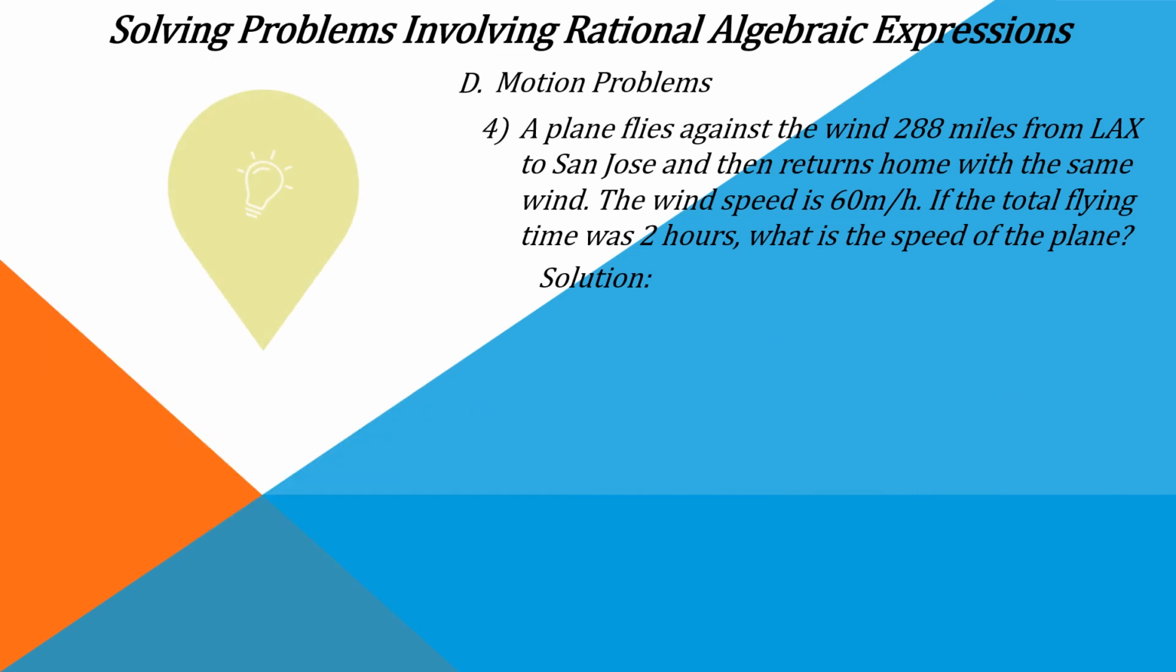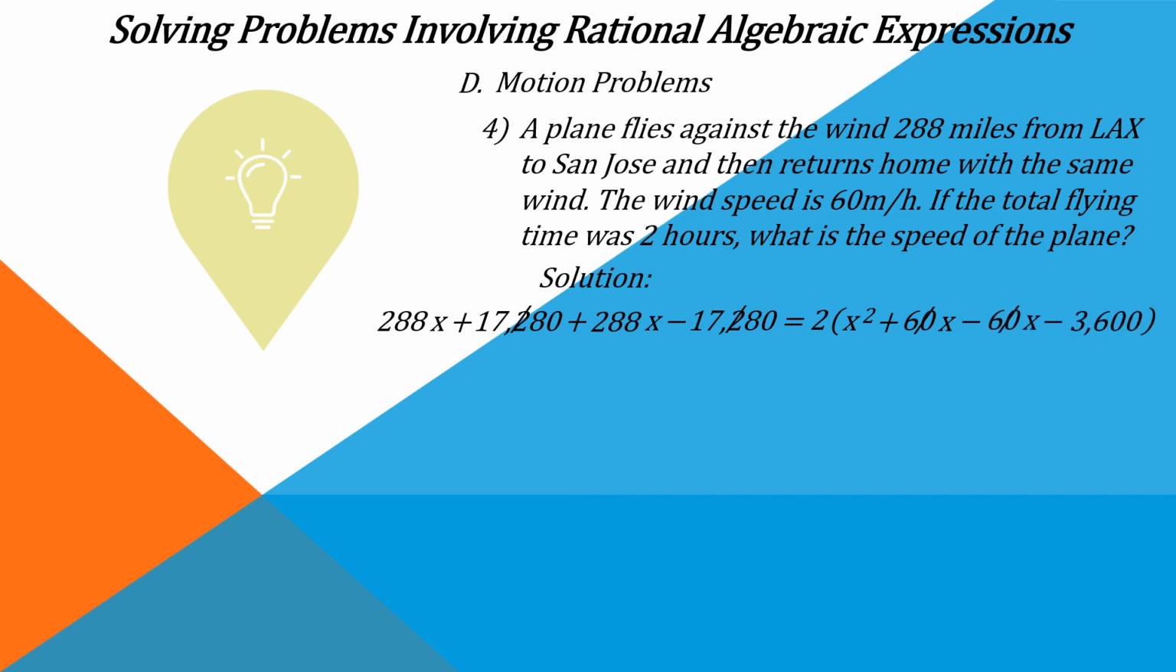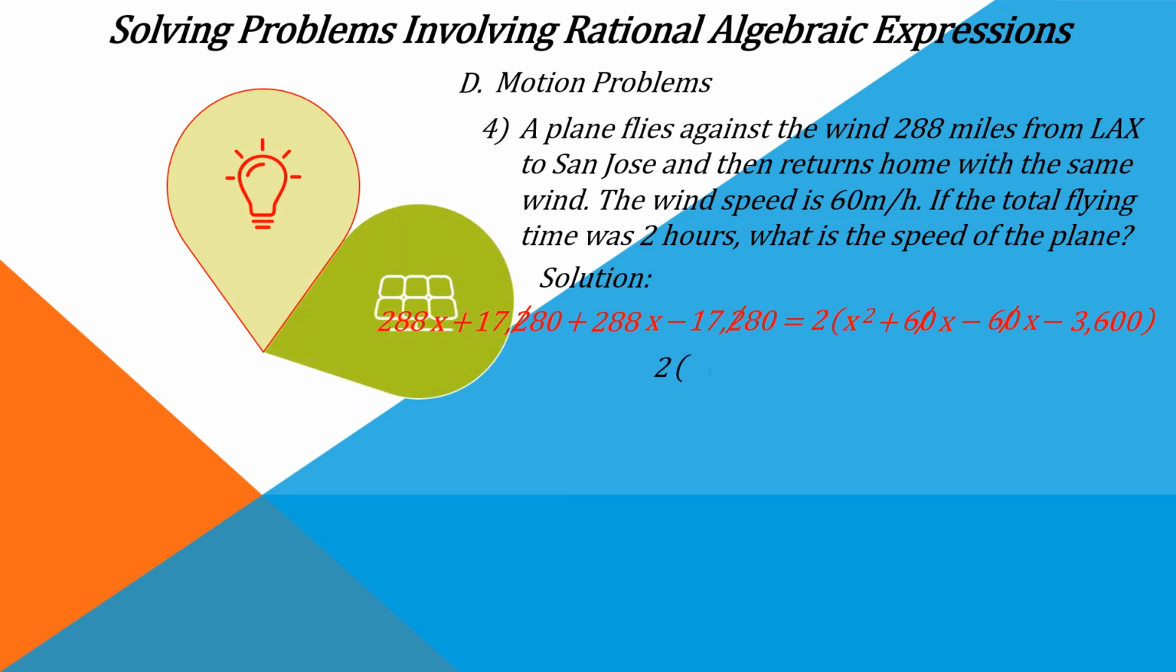Cancel 17,280, plus and minus. Equal to 2 multiplied by x squared, plus 60x minus 60x cancelled out, minus 3,600. We have 2 multiplied by 288x equal to 2 multiplied by x squared minus 3,600. Cancel 2: 288x is equal to x squared minus 3,600.